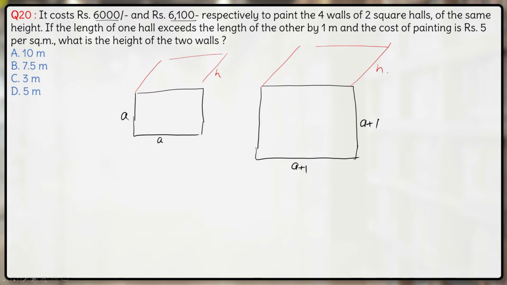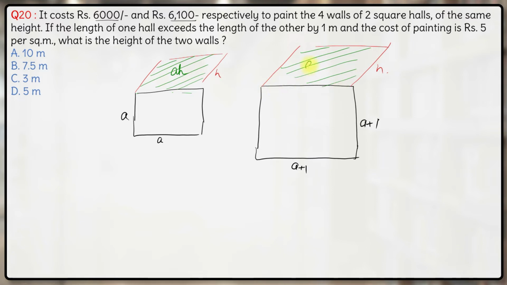So let's just focus on one wall for both these halls. Assume this wall is standing vertically, protruding out of your screen. So this is a wall. Now if you consider the difference between the areas of both these walls, the area of this wall will be A into H.